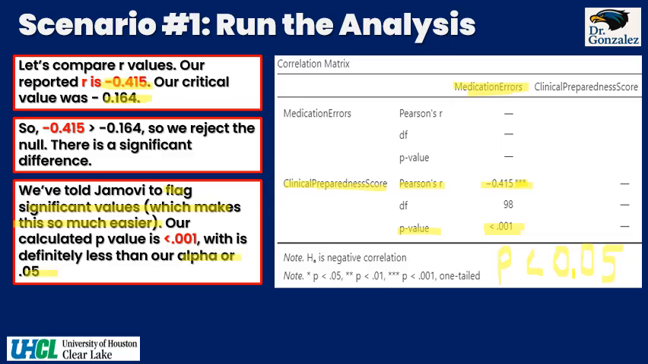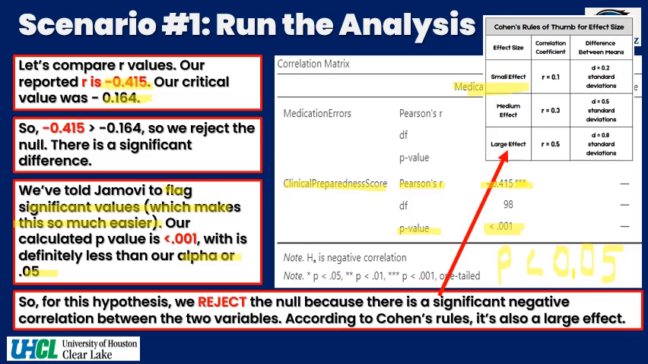So what am I going to do? This time I'm going to reject the null because there's a significant negative correlation between those two variables. And if I pull up that chart we went over earlier, if I look at Cohen's rule, my R is a negative 0.415, which puts it between medium and large. So there's a pretty large effect. Okay, it's significant and it's a pretty large one.